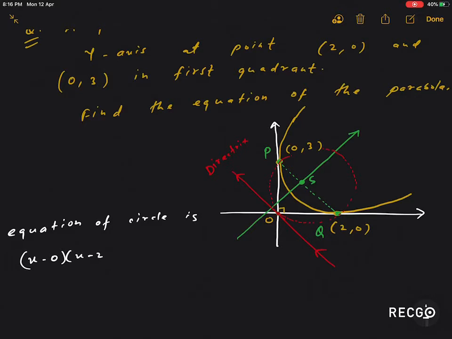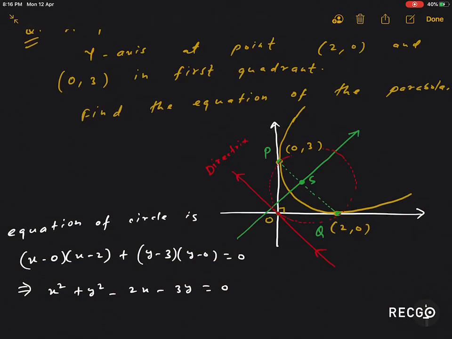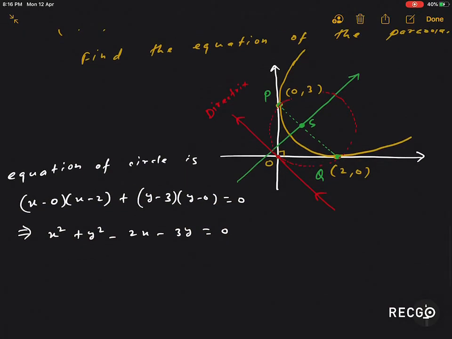Now, since P and Q are the end points of the diameter, we can easily get the equation of the circle. The equation of the circle when the end points of the diameter are given is (x minus x1)(x minus x2) plus (y minus y1)(y minus y2) equal to 0. So using this formula, I am going to find the equation of this circle, that is (x minus 0)(x minus 2) plus (y minus 3)(y minus 0) equal to 0, and finally we are getting the equation of the circle as x square plus y square minus 2x minus 3y equal to 0.